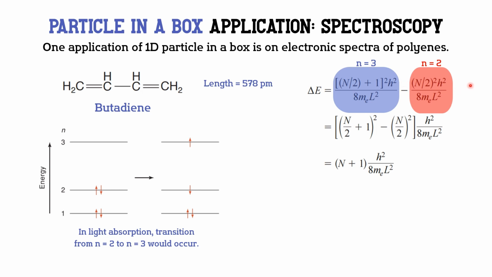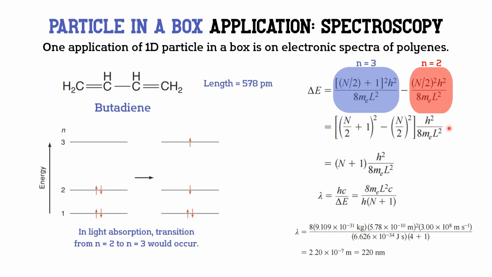Since we already know the mass of the electron, and by using some relations that we already know, such as the speed of light and Planck's constant, we can rearrange the equation to solve for the wavelength. If we plug in the values and solve for it, we end up with 220 nanometers as the wavelength needed to make the transition from the second to third energy level. And this is a pretty close approximation to the experimental value of 217 nanometers.